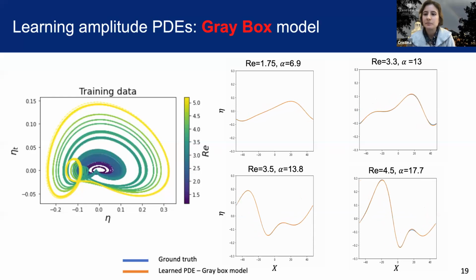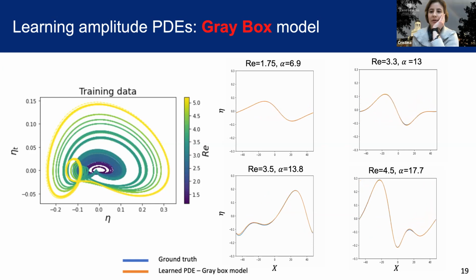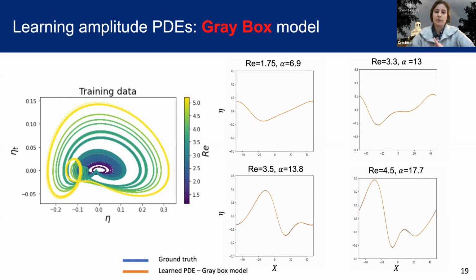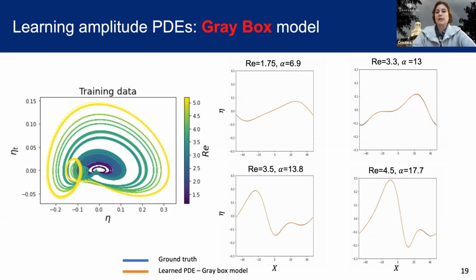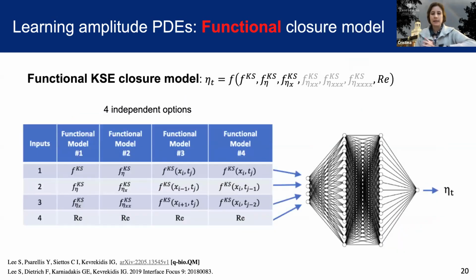So we have good predictions in the gray box for different Reynolds numbers as before, with the advantage compared to a black box that here we have some physical insight and it is also very accurate. And now the last approach that we use here is for learning our 1D PDE for the amplitude. Here we also have the physical insight of the Kuramoto-Sivashinsky equation, again implemented for the full range of Reynolds numbers that we have been considering.